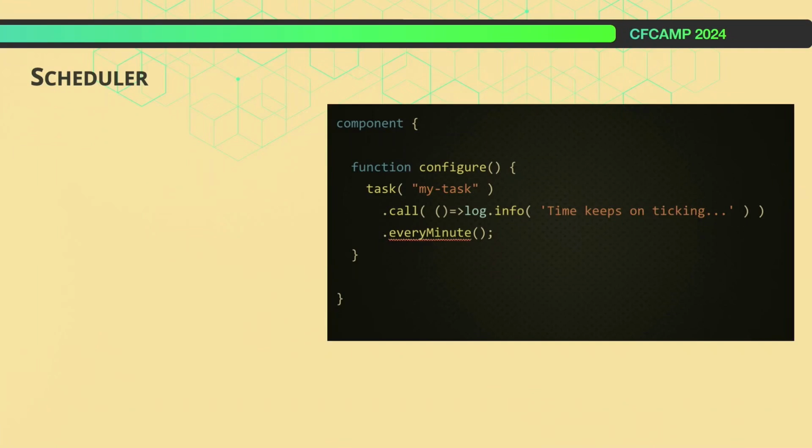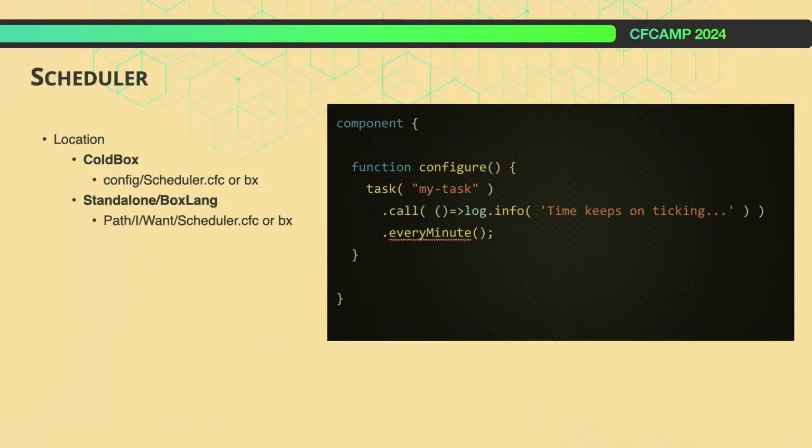So what does a scheduler look like? Well, first of all, in CodeBox, it has a convention. You put it inside of the config folder as a scheduler.cfc or bx. It's a very simple component or class. In standalone mode or BoxLang, you put it anywhere you want. And it gives you automatic inheritance, right? It will decorate your object at runtime. You have one method called configure, and inside of the configure method, you will basically be placing all of your tasks.